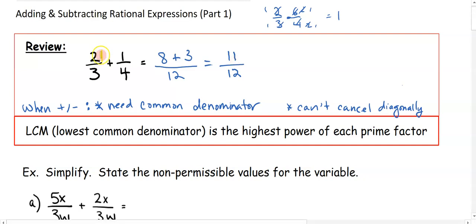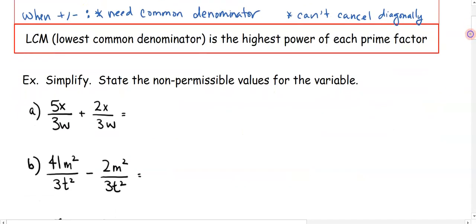The other option is if I give you something like 2 over 4 right at the beginning, you can reduce a fraction within, right? You can reduce the fraction, you just can't diagonally reduce, okay? When you're in this adding stage, you can't reduce here. You must combine those to 11 and then reduce. Those are the common mistakes I see when we get into the algebra with rational expressions, all right? So you need a common denominator and you cannot cancel diagonally, okay? So let's try a few.